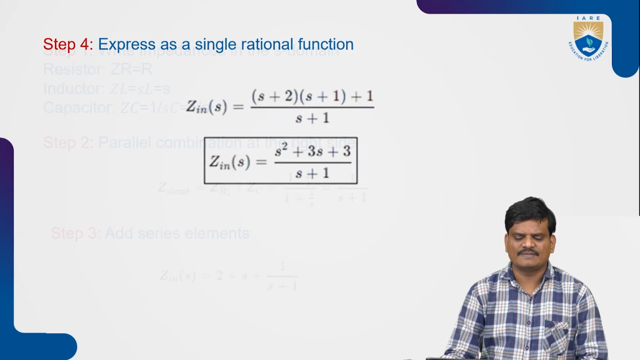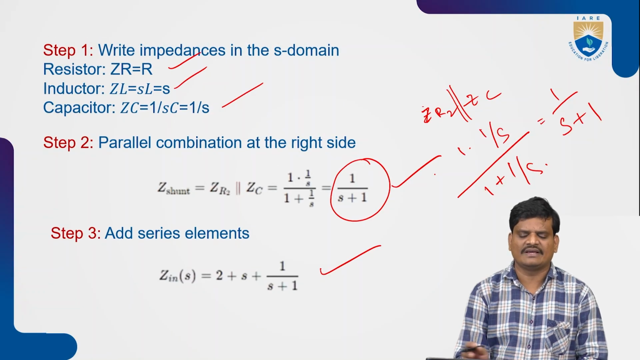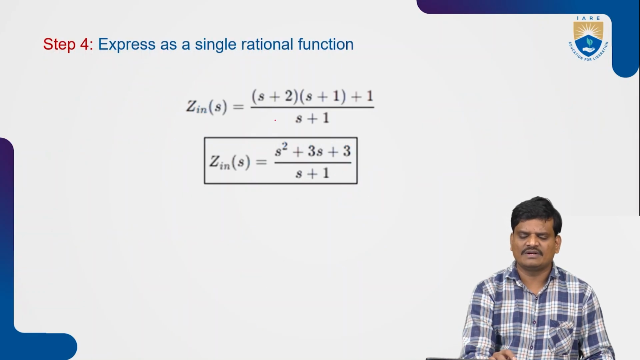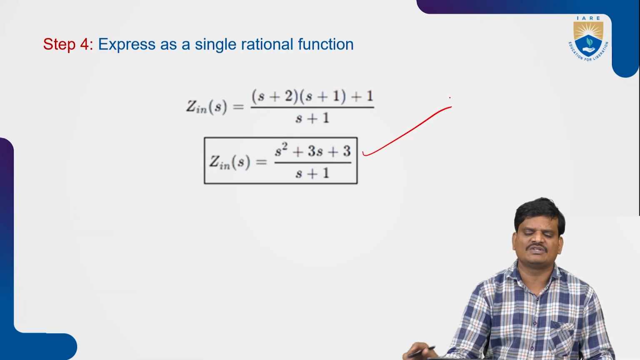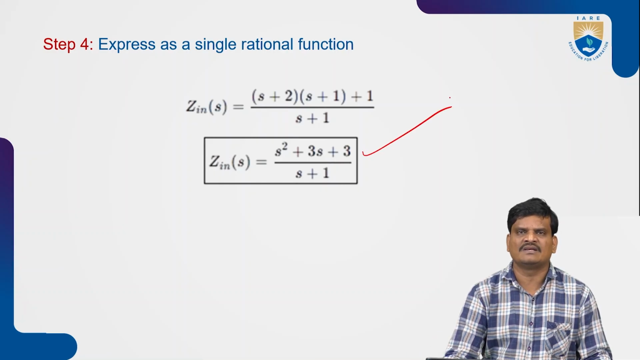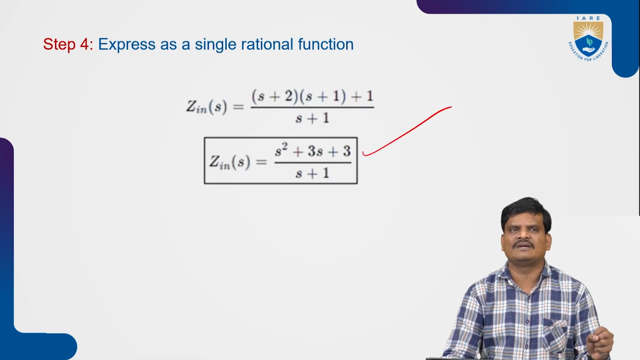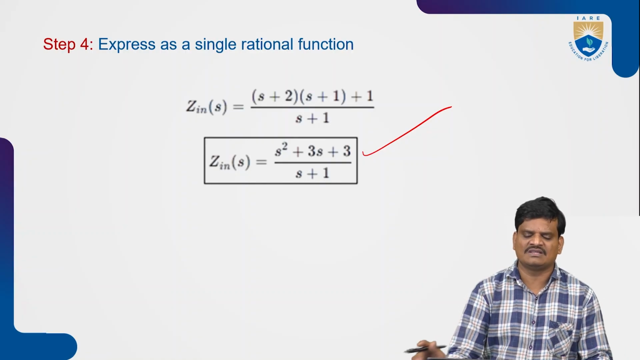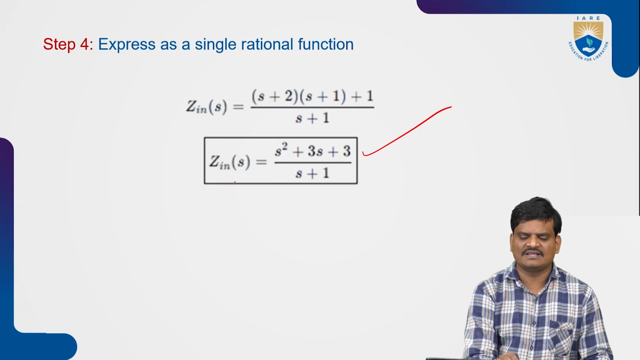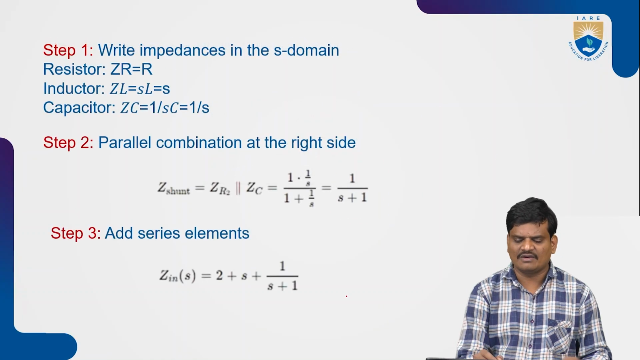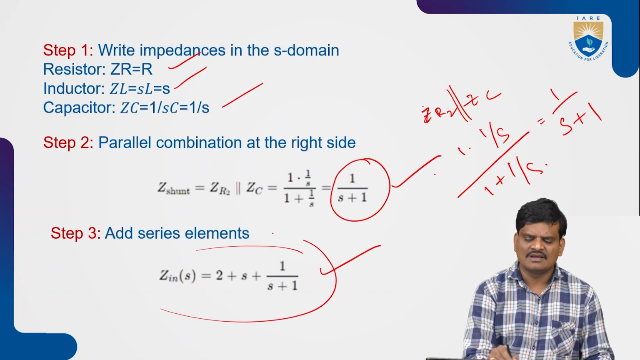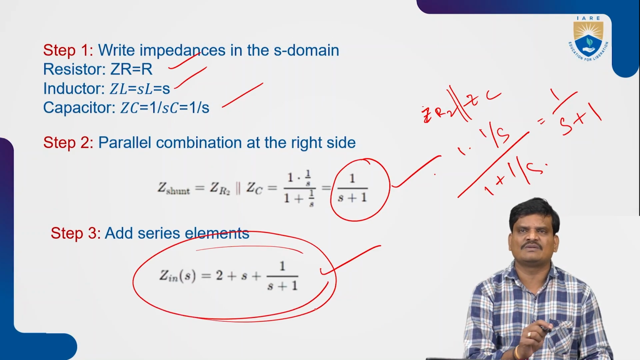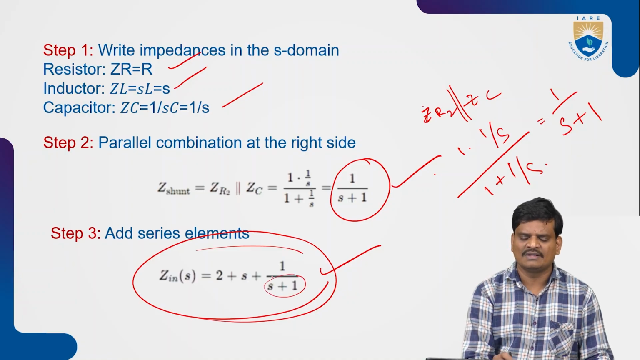Now if I want to express it as a single function, I just need to take the LCM here. So S plus 1 into 2 by, this is the final expression, that is the total impedance offered by this circuit for the given values of resistor, inductor and capacitor. Z in of S equals S square plus 3S plus 3 by S plus 1. Whatever formula I have got here is the final expression, but I am reframing this expression by considering the LCM as S plus 1.